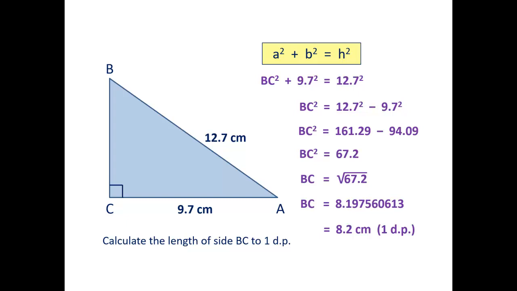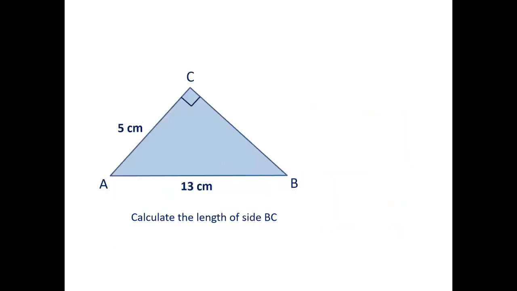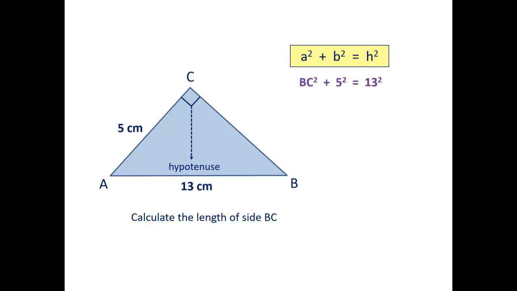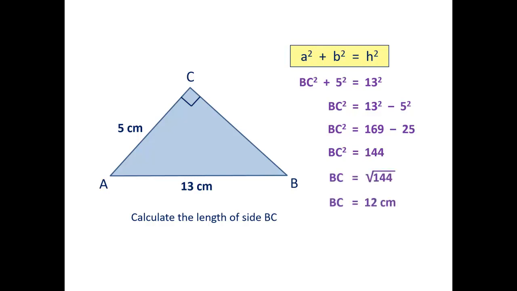Okay, let's have a look at another one, and then we'll get you going on some of them. So let's try this one. So we know it's Pythagoras. Let's identify the hypotenuse. Okay, so we're going to write a squared plus b squared equals h squared. So we're trying to find BC. So we've got BC squared plus 5 squared equals the hypotenuse squared, and the hypotenuse is 13. So we know what we've got to do. We've got to move that plus 5 squared over to the other side, and there it is. 13 squared minus 5 squared is 144. Take the square root, and BC equals 12.